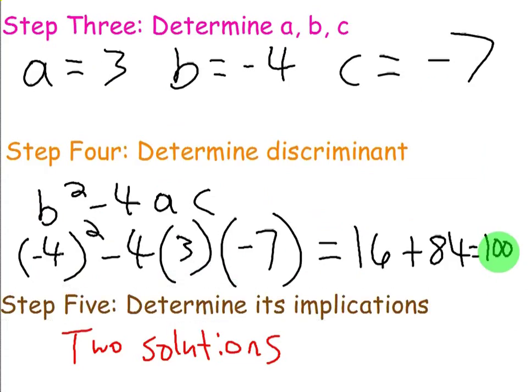You don't have to figure out what x actually is. But since you know what the discriminant is, it's going to help you solve it even quicker, because all you have to do now is plug 100 into the square root and simplify that.